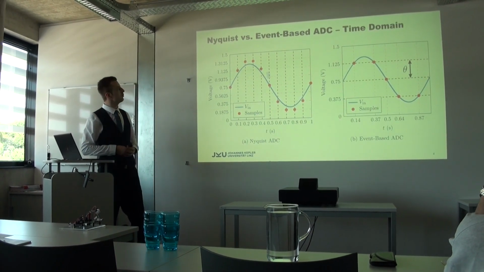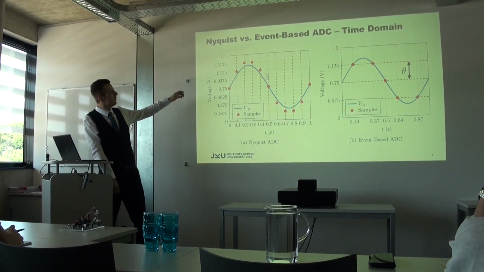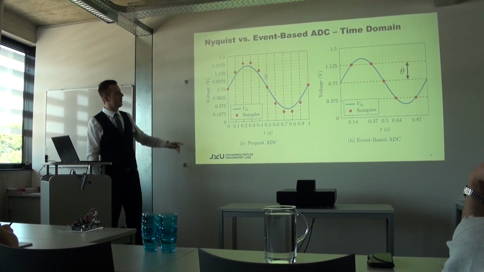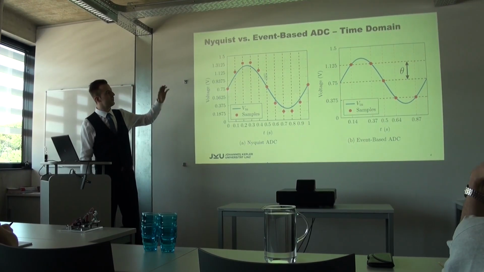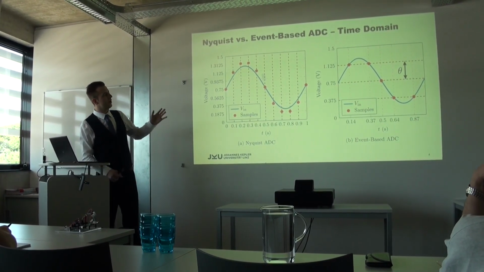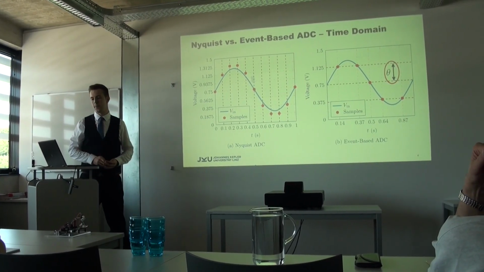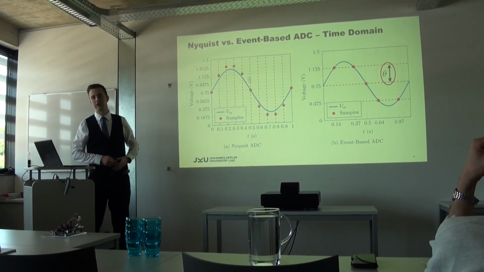In the time domain it looks like this. For Nyquist ADCs we see the amplitude error and the uniform samples. And for event-based ADCs, we see that we have no amplitude error, but we have non-uniform samples in time. And again, here the threshold theta.